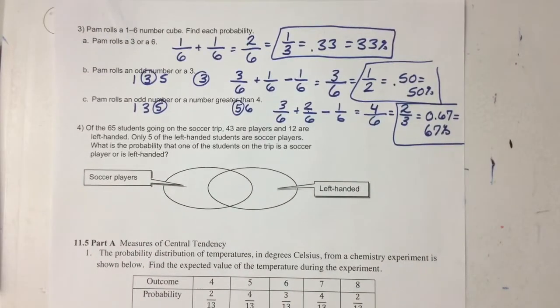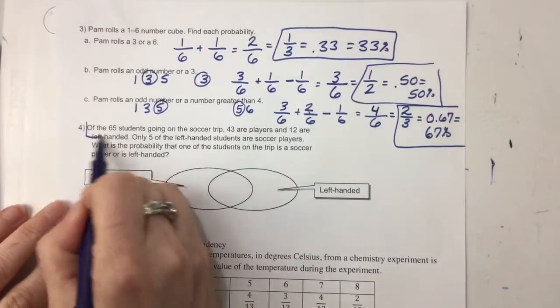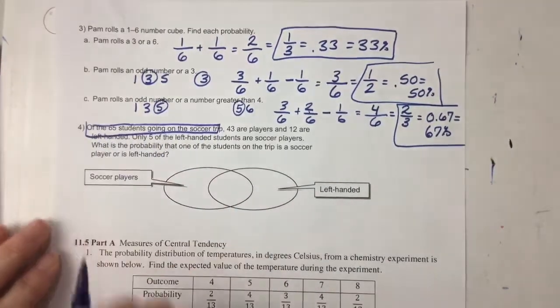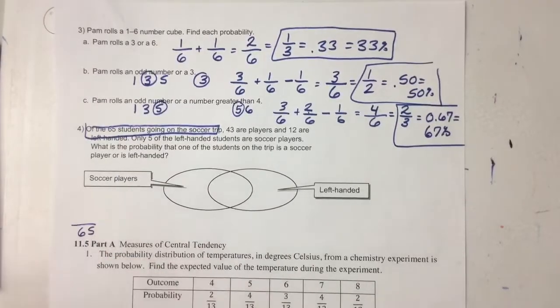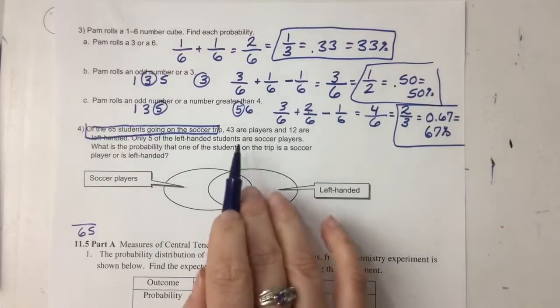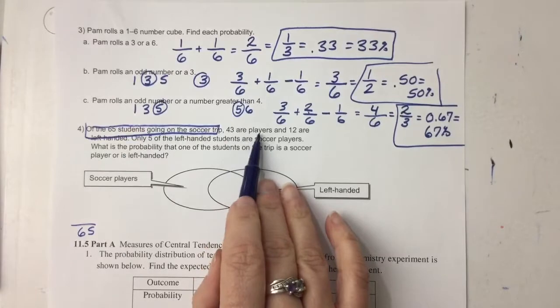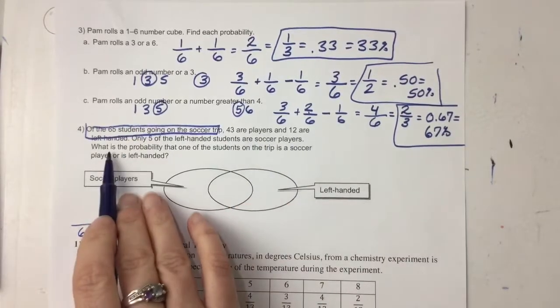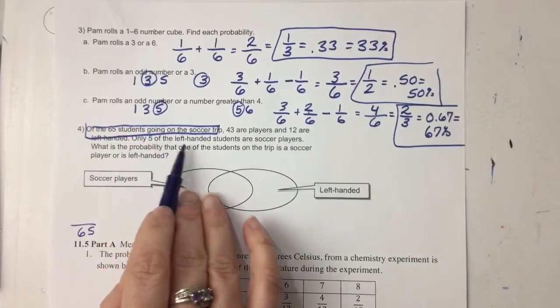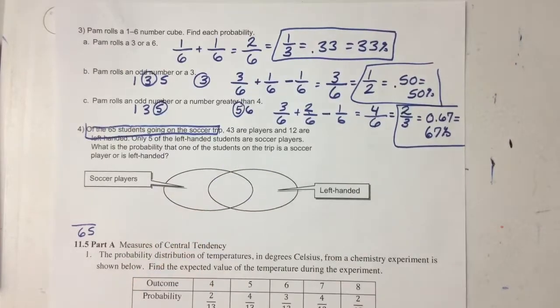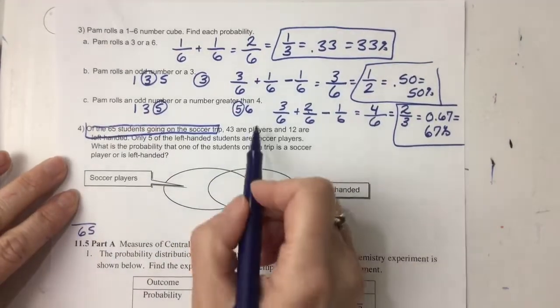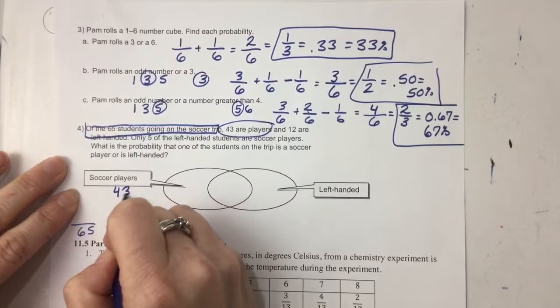Okay, now here are those fun Venn diagram things. Of the 65 students going on the soccer trip, so 65, that is the denominator. That's how many are going total. There are 43 players and 12 are left-handed. Only 5 of the left-handed students are soccer players. Okay, so we have soccer players. It tells us that there are 43 players.